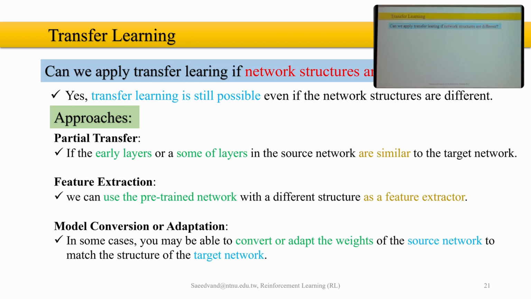Now we have a question: can we apply transfer learning if the network structure is different? If you want to move the weights of network A to network B, suppose the structures of the networks are the same. Can you transfer if they are different? Can you use transfer learning if they are different? What do you think?